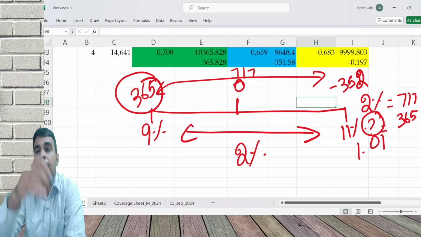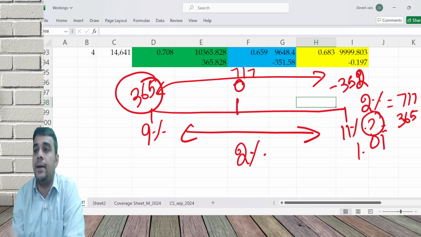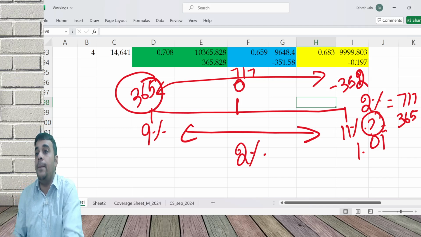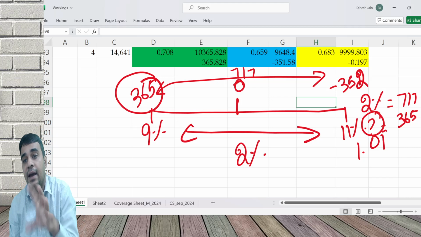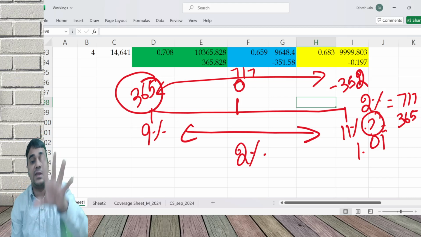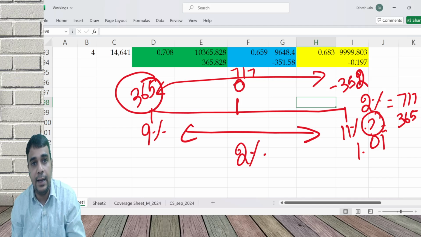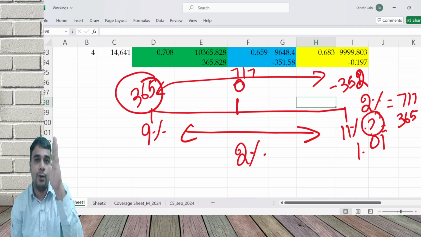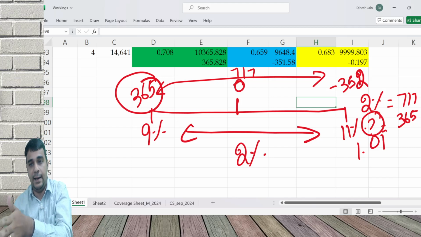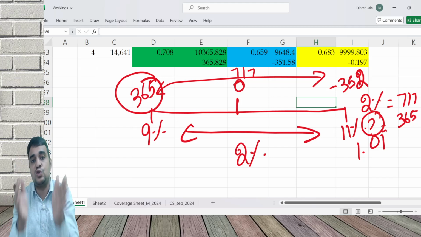1.01. So 9 plus another 1.01 is my IRR. I'll give a formula for this, but this is the timeline approach. What is the timeline approach? I wrote for 9. I wrote it for 11. The gap between the two is 2%.